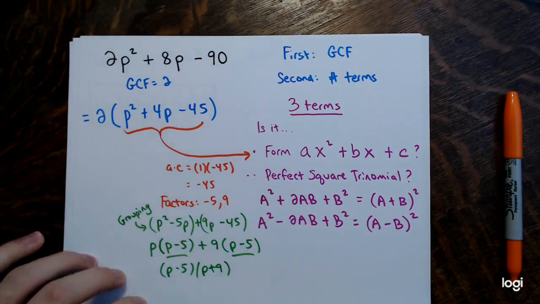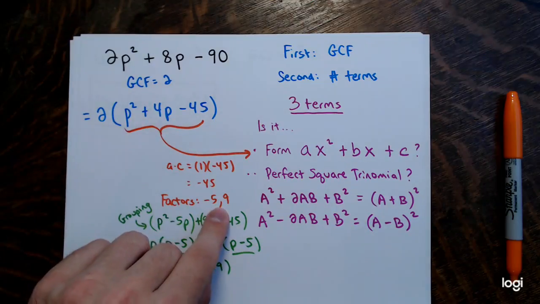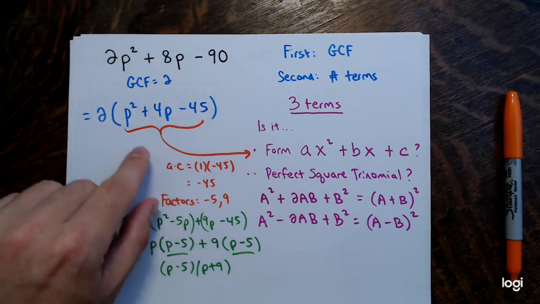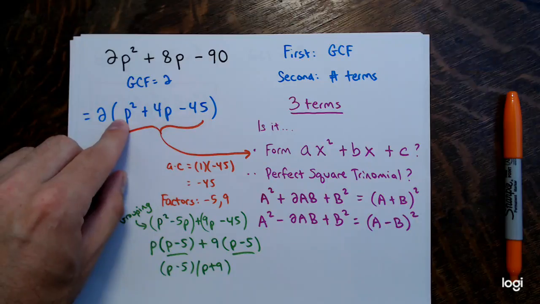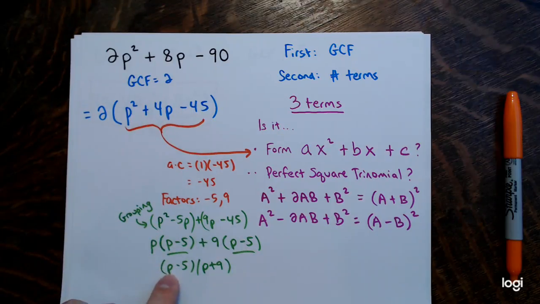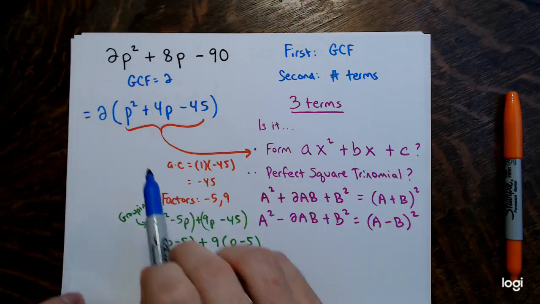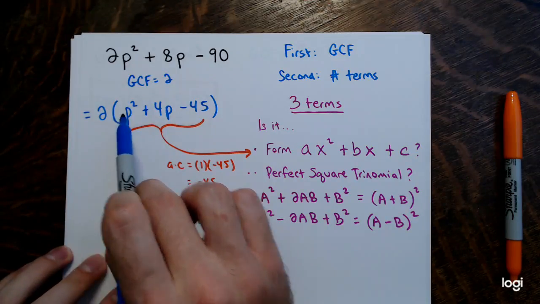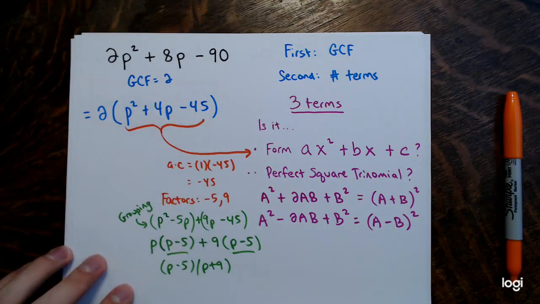So as I mentioned, if you find this pair of factors in this procedure and the lead coefficient is 1, you can just say, the variable plus one of these numbers times the variable plus the other one, p plus negative 5 or p minus 5 times p plus 9. But if the lead coefficient is not 1, then I'd actually go through this grouping procedure.